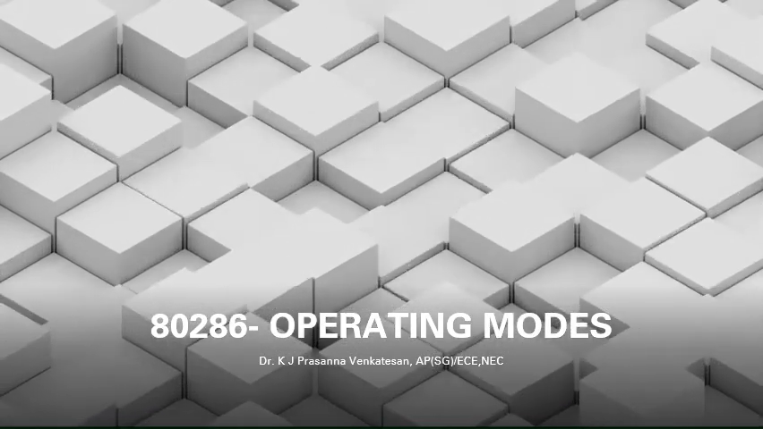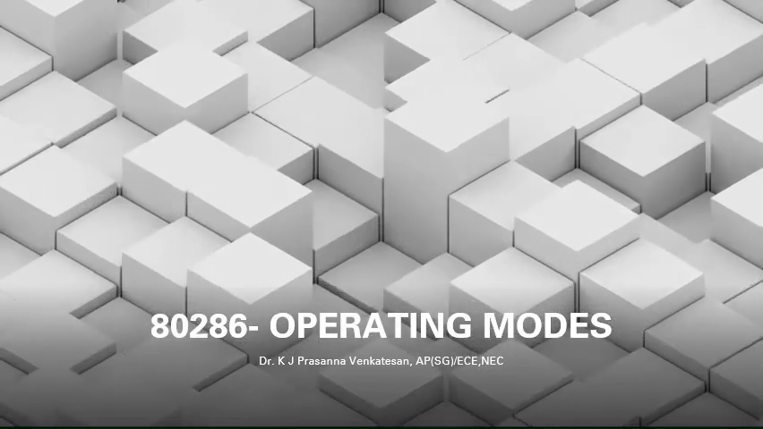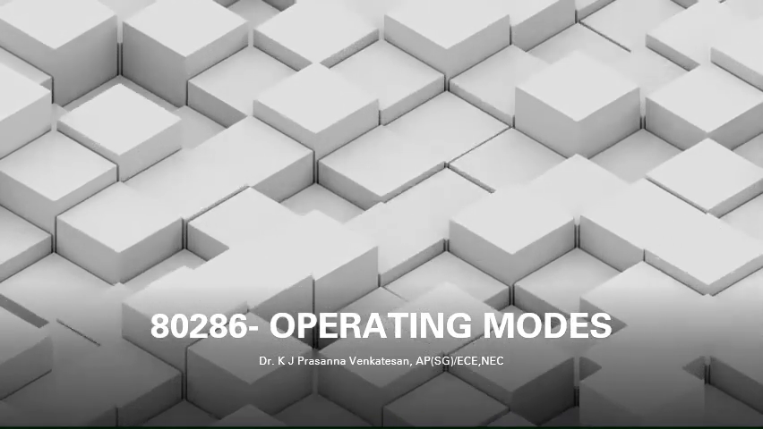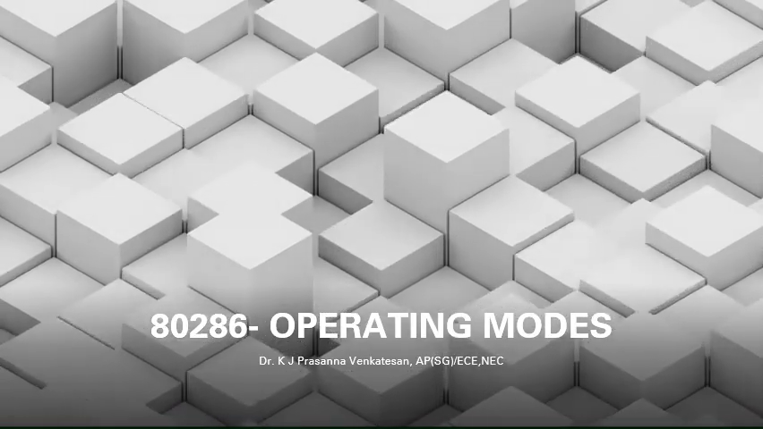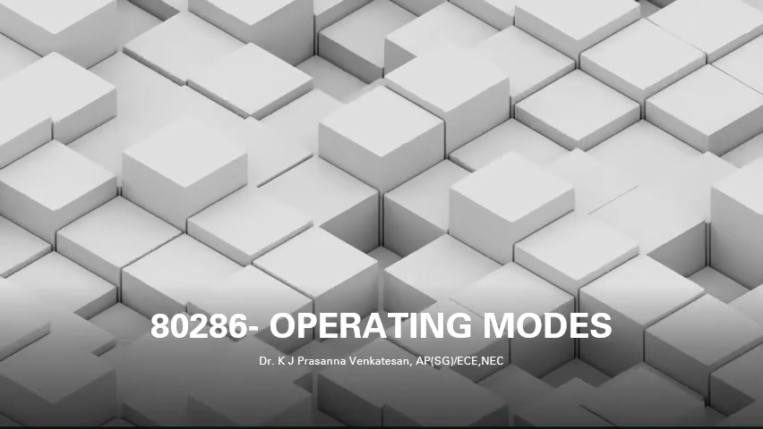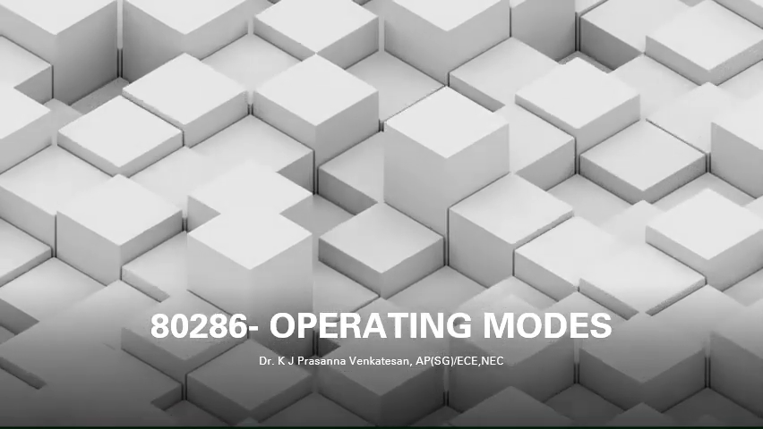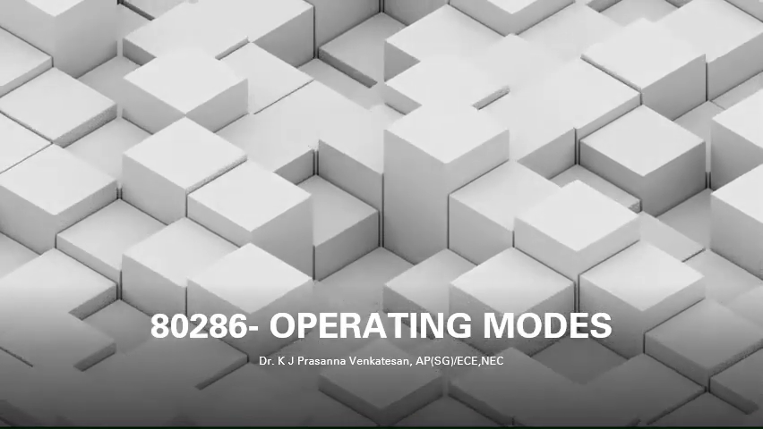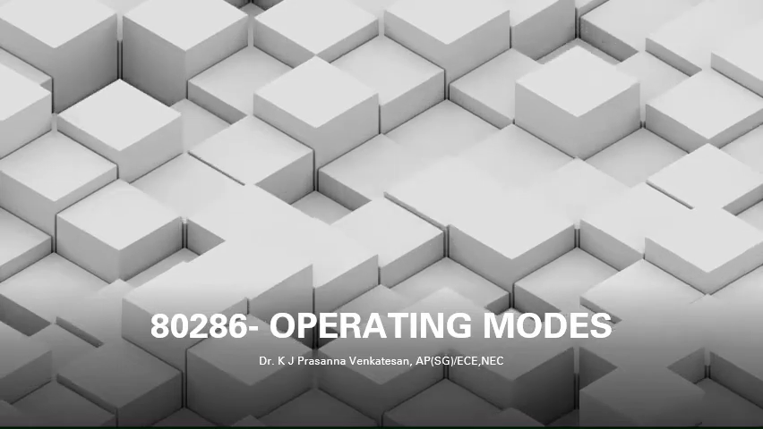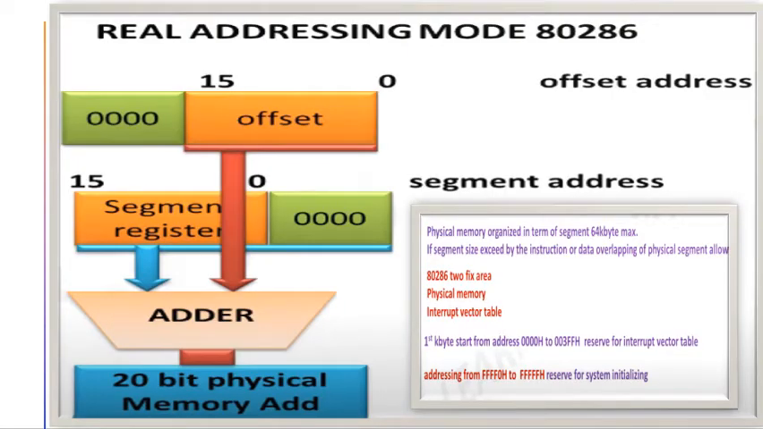Good morning. In the previous video lecture, we discussed the 8286 architecture. While discussing the architecture, I mentioned that the 8286 operates in two different modes, real addressing mode and protected virtual addressing mode. In this video, the real addressing mode as well as the virtual addressing mode are discussed. Let us start with real addressing mode.